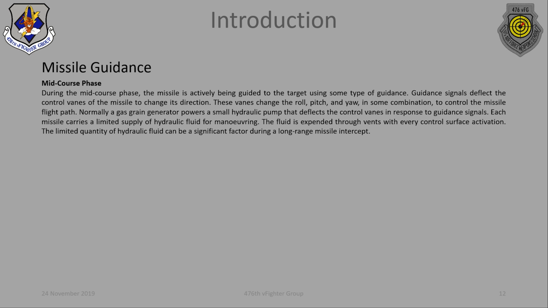Now, the control vanes change pitch, roll, and yaw in some combination. Some missiles only have 2-axis, some have 3-axis controls to control the missile flight path. Normally, it's gas generators, electrical motors, or hydraulic pumps in some that deflect the vanes. Each missile has limited power, so the more it's manoeuvring during this mid-course phase, the more that can shorten its effective range. What most missiles will tend to do is go straight into either a pure pursuit or a lead pursuit course. We'll cover that a bit later on in an attempt to get to the target.